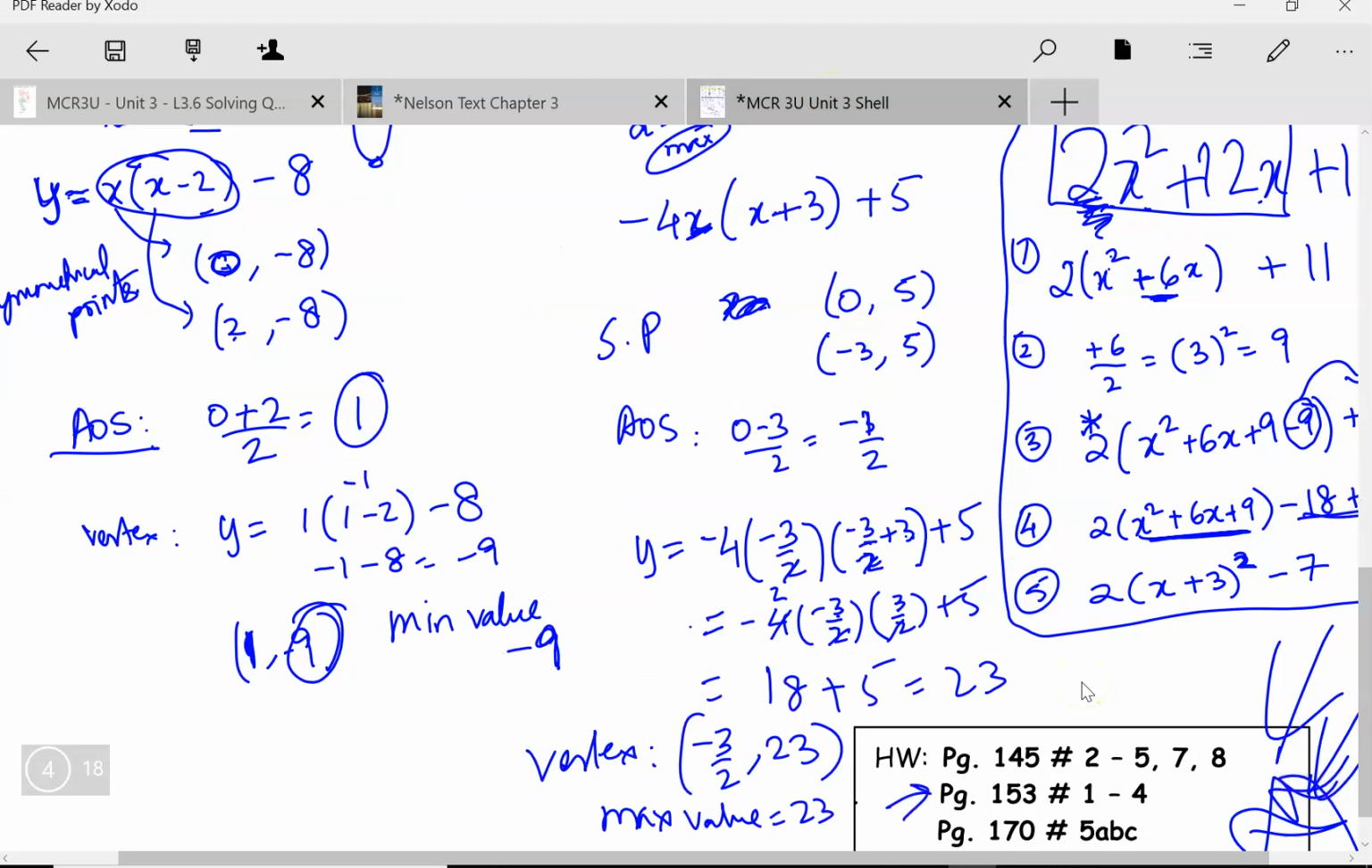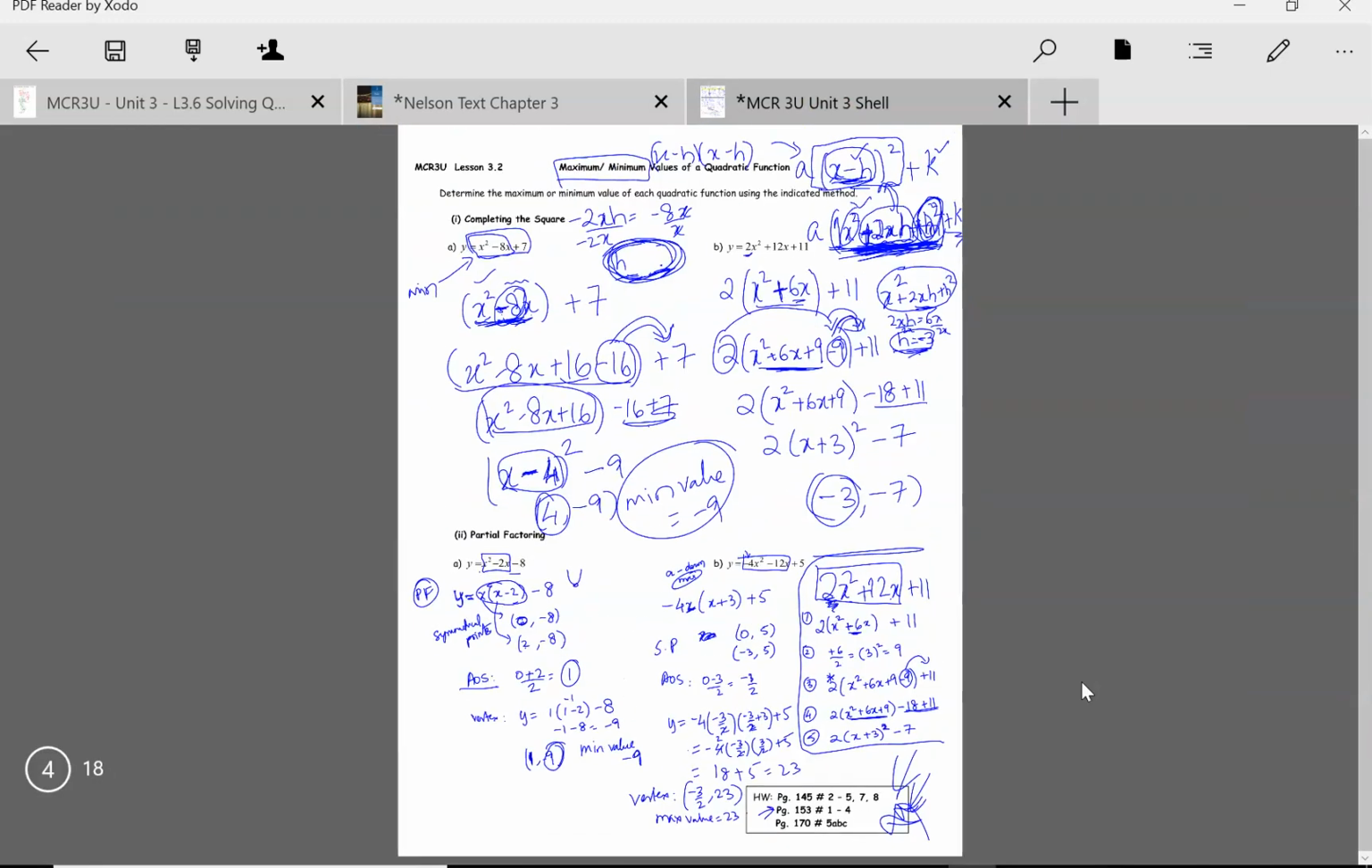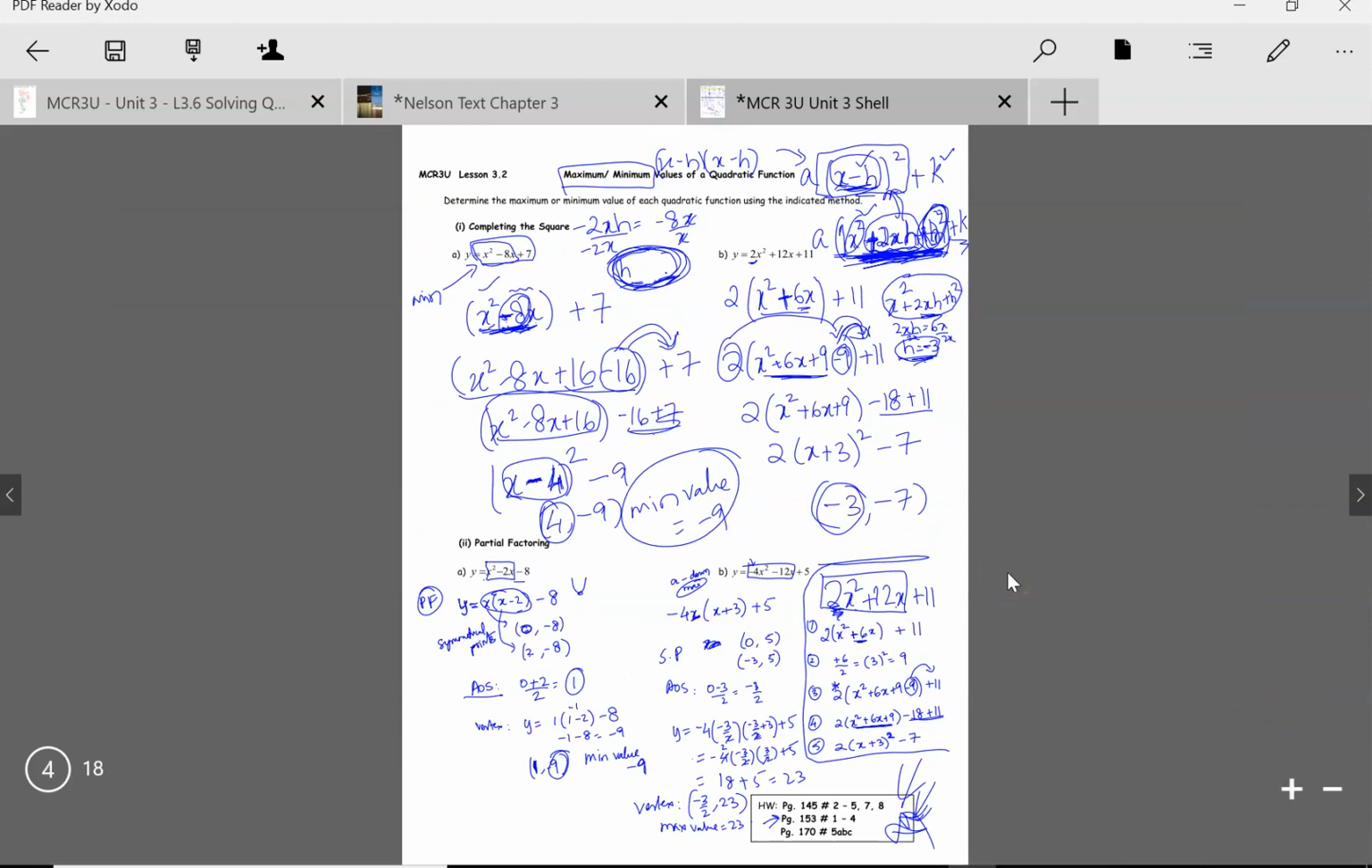In this section there were word problems, but we do have a lesson fully on word problems, so we'll probably get to that in more detail when we actually have to do those questions.